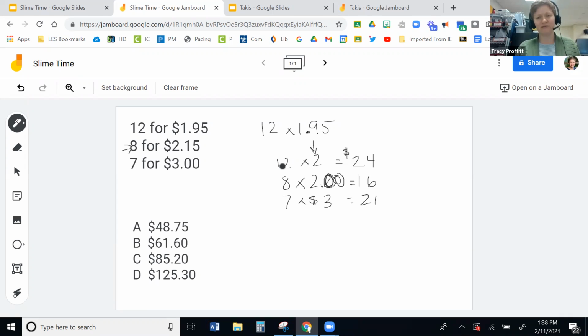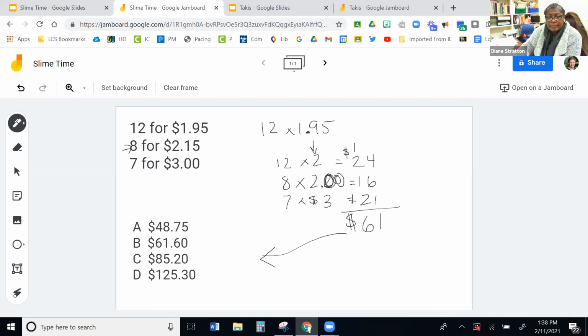Okay, what should I do with all of those amounts then? We should add them up. I agree. 24, 16, and the 21, we should add them up and get a total. 1, 2, 3, 4, 5, 6. Okay, so this problem's super cool because it gave us some choices. So what do you think? Do we have a choice over here that looks about right? Choice B. I think so. All right. Jeanne is loaded now with about $61 in her pocket.